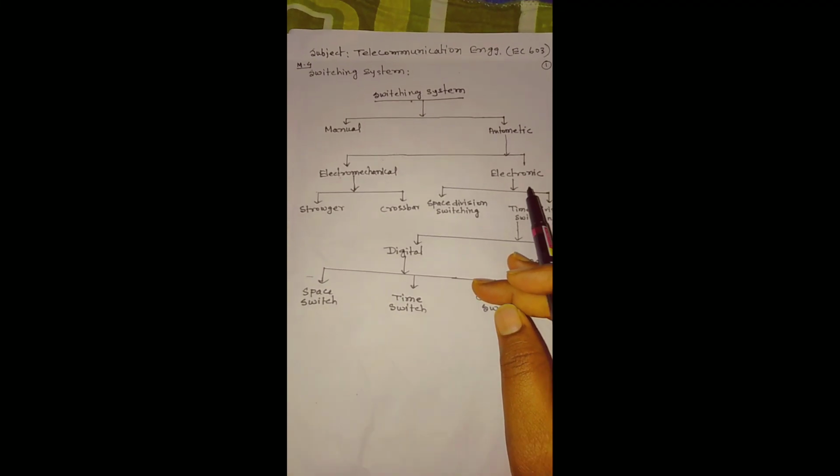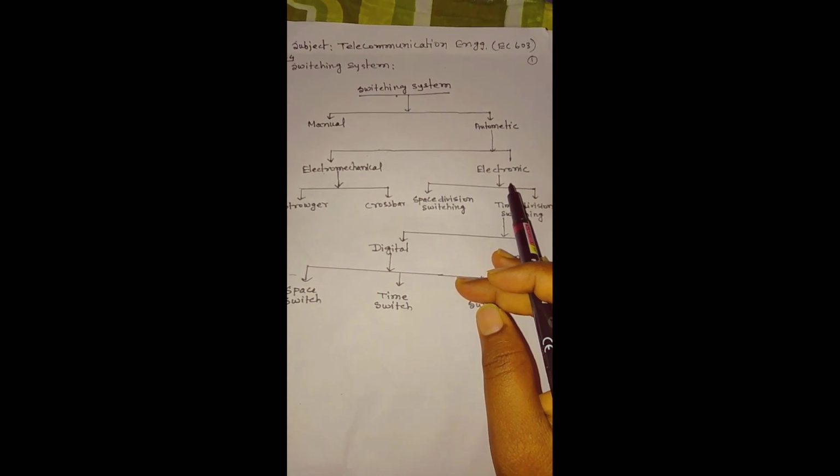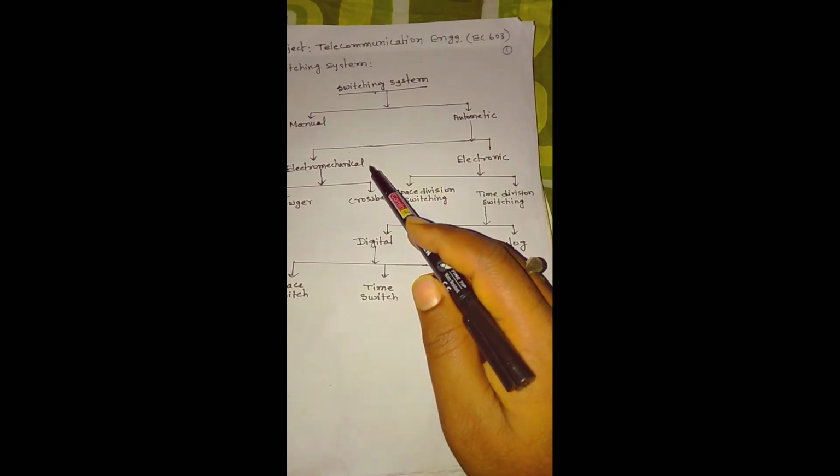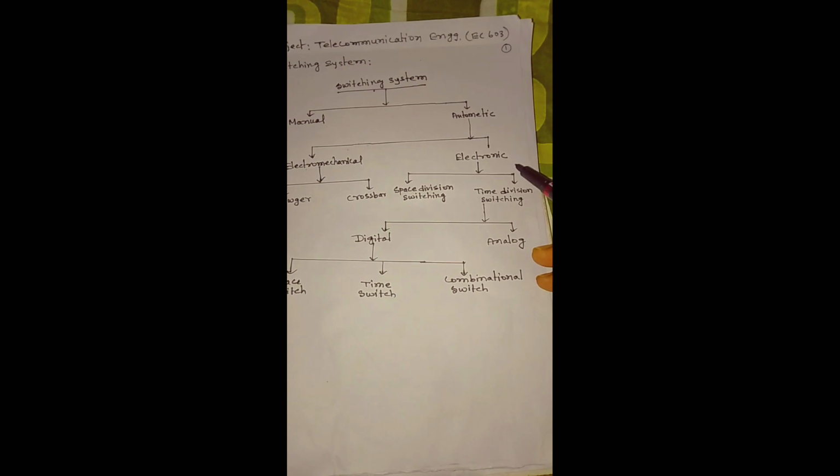Telecommunication Engineering Module 4. We will discuss switching system today. Switching system can broadly be classified into two types: manual switching and automatic switching. Automatic switching can further be classified into two types: electromechanical switching and electronic switching.